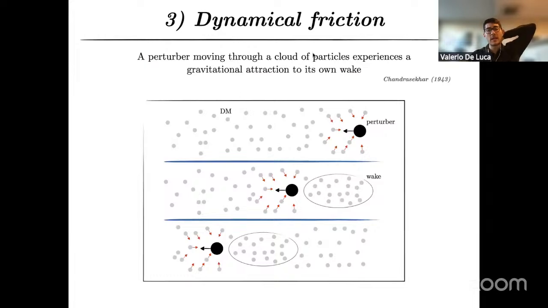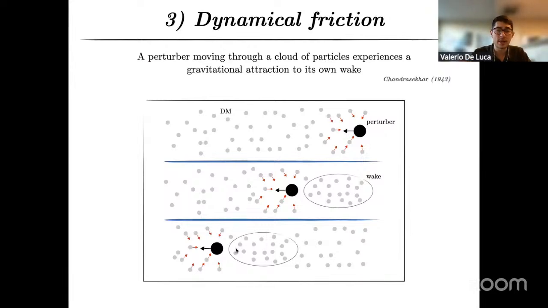This phenomenon is based on the fact that when a perturber moves in a cloud of particles, because of gravity, it is going to create something which is called a wake. So a perturbation in the density of the environment induced by the motion of the perturber through the fluid itself. And as you create this wake, this density perturbation, there will be a gravitational attraction between the wake and the particle itself, which is what is called dynamical friction.